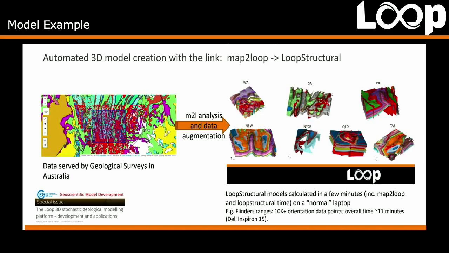This is just an example of what has been done so far. You can see we've tested a few models across Australia. This is WA, the Hamersley Basin, South Australia. So to tell you that you can do it on a regional scale. We've also been testing a few cases at a mine site scale now.